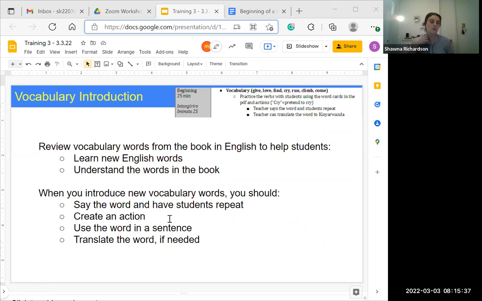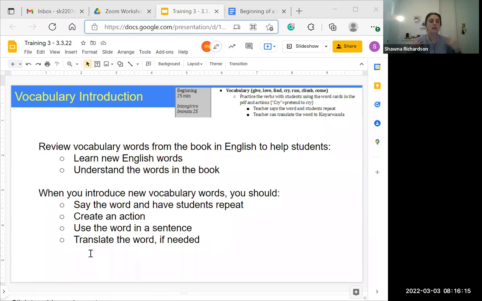You can also use the word in a sentence. So this helps students understand how they can use the word in their life. So if the word is love, you could say for your sentence, I love my teacher. Or I love my best friend. So you can use it in a sentence to demonstrate how they can use the word. And the last point here is you can also translate the word if you need to.